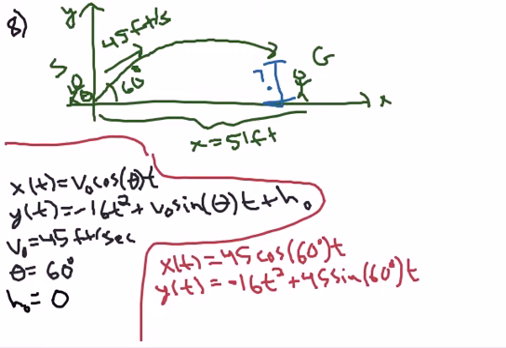So in order to find out the height that the ball is at when it reaches me, I need to somehow find the time it takes for the ball to reach me first of all, because both of these equations are dependent on time, so I can't answer anything until I know the time I'm interested in. What I do know is that I am 51 feet from Mr. Steitler, so I'm going to set x of t equal to 51.